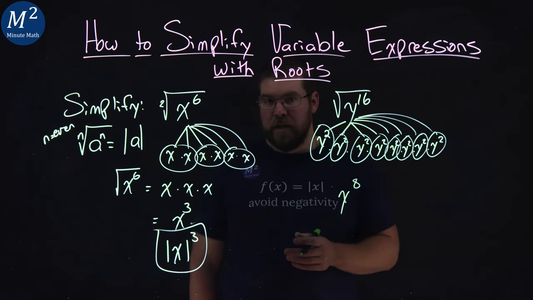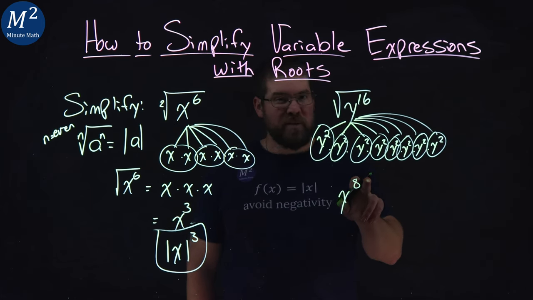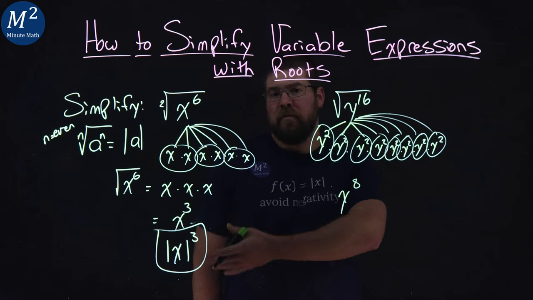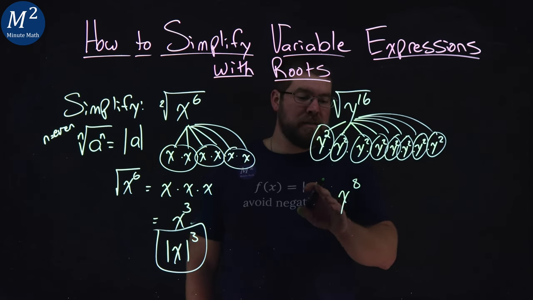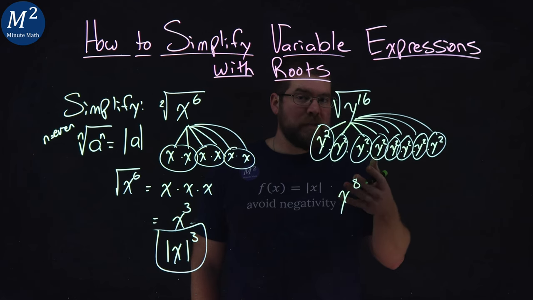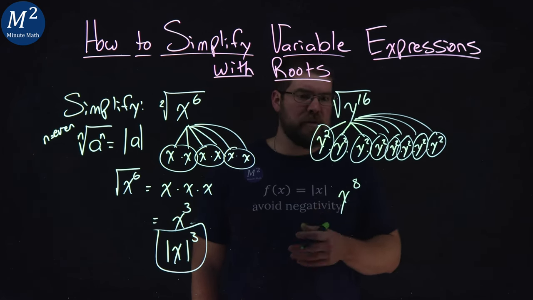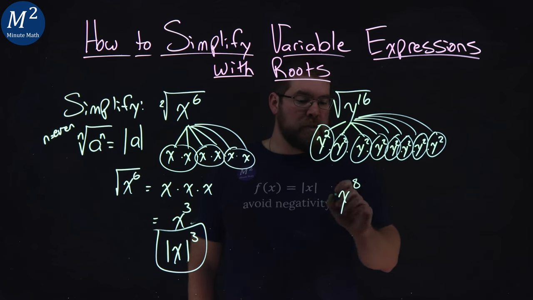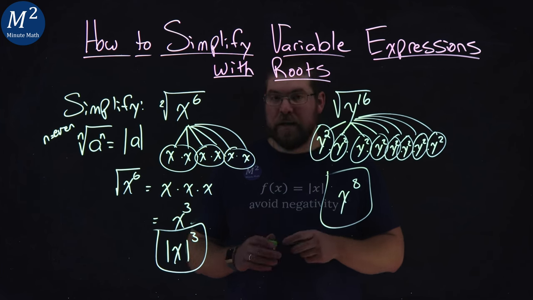Now in this case, our final answer is y to an even power, so we don't really have to worry about the absolute value. We can put it in if we want to, but it doesn't really matter because when we take it to an even power, it's going to produce a positive number. So either way, our answer here is that the square root of y to the 16th is y to the 8th power.